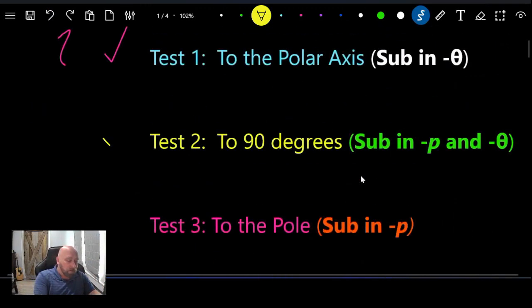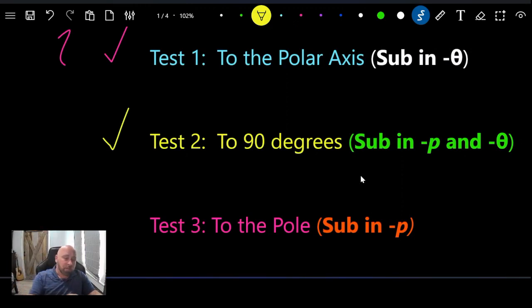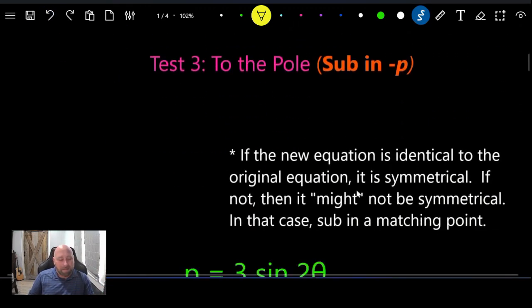So in other words, we'd come here and say, yes, that one works. So test 1 passed. Now, the first one was a question mark. We didn't know. But the second one, when we tested the other positive sine angle, it worked. And then this one ended up being the same, so we don't even have to mess with it. Next one, we're going to test it to the pole, and we're going to sub in negative rho.